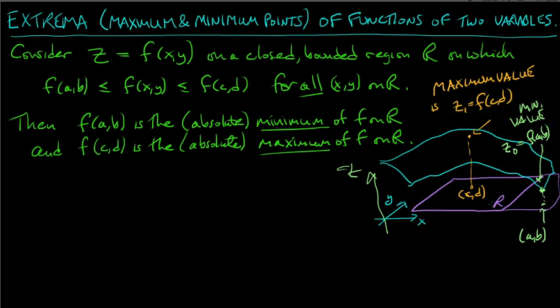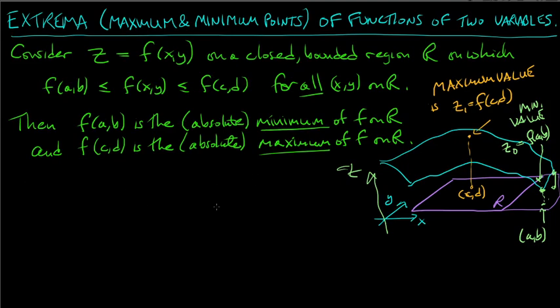Got it? And it can occur at more than one point. So maybe way over here, at this point, the z-coordinate is the same as it is over here. So that'll give you a different a and b, but the same z. You've done this all before, of course, with a function of one variable. So it's just a little more complicated when you have a function of two variables. But it's the same idea. You have the lowest point, and then the highest point.